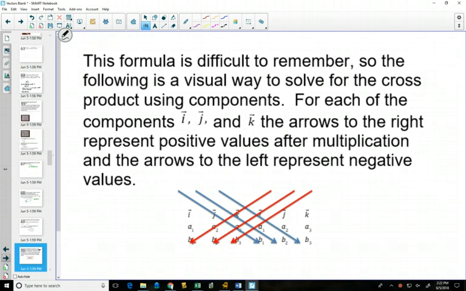So what you do is you rewrite vector A twice. You rewrite vector B twice. And you write ijk twice. Draw your arrows this way. Those ones will be positive. Draw your arrows backwards. Those ones will be negative. Combine the like terms, because some of them will be with vector i, some will be with vector j, and some will be with vector k.